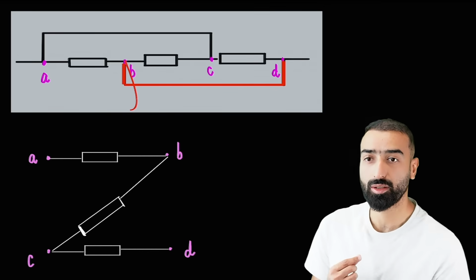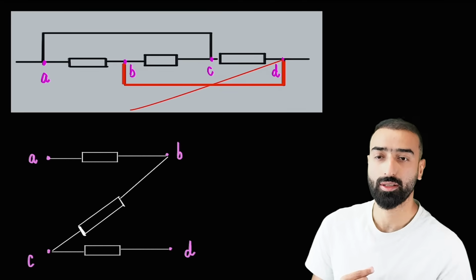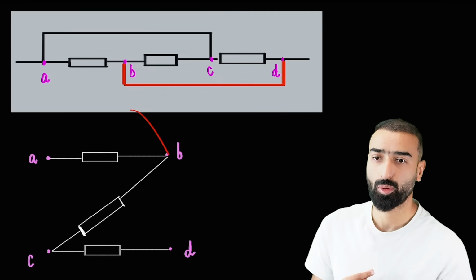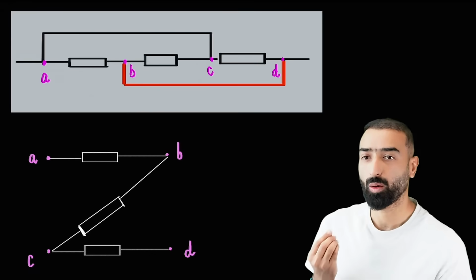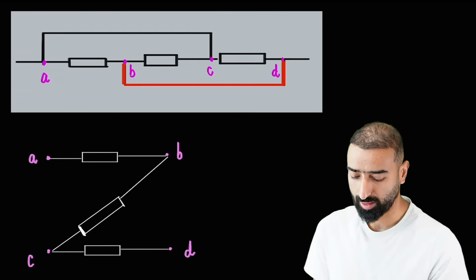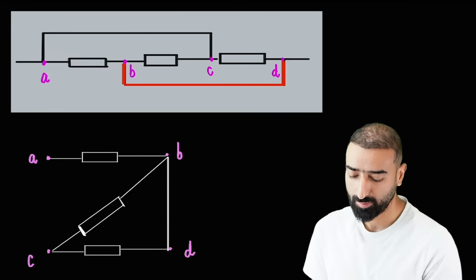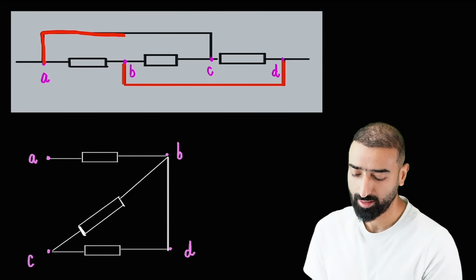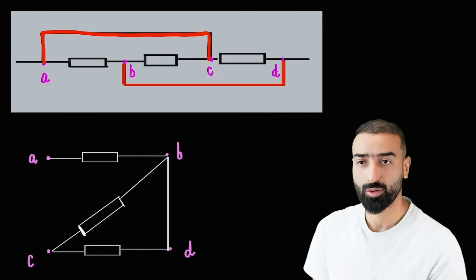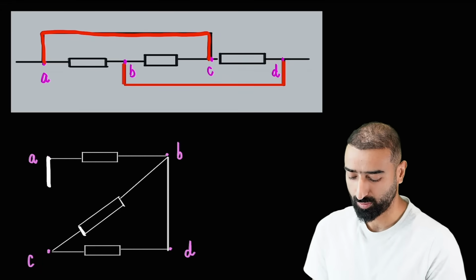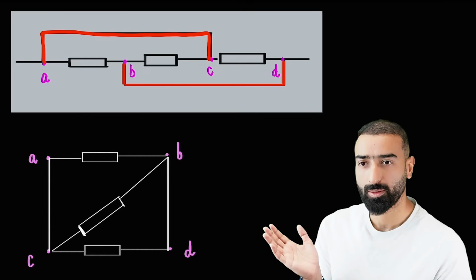But there's a connection between point B that goes all the way to point D. That means point B and point D are connected by a wire. So we'll connect point B and D with a wire. The same can be said for point A and point C. A and C are tied together. So I'll draw the wire between A and C. Now the circuit looks like this.